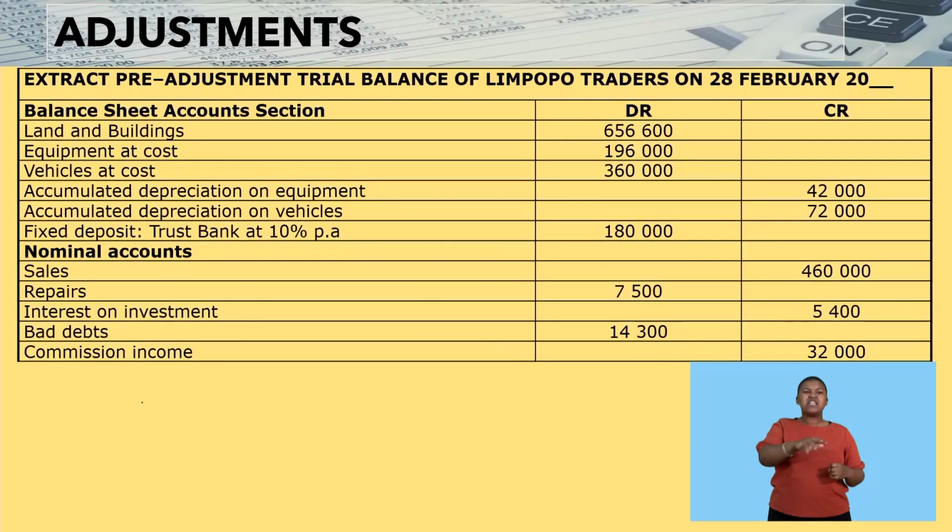Welcome back, dear learners. Before the ad break, we introduced the statement of comprehensive income. What we see here is an extract of the pre-adjustment trial balance of Limpopo Traders at the end of their financial period, which ends on the 28th of February. Then we have the balance sheet account section, as well as the nominal accounts section.